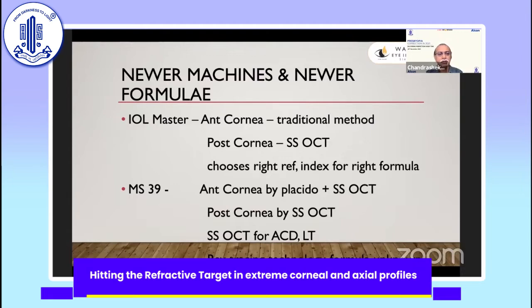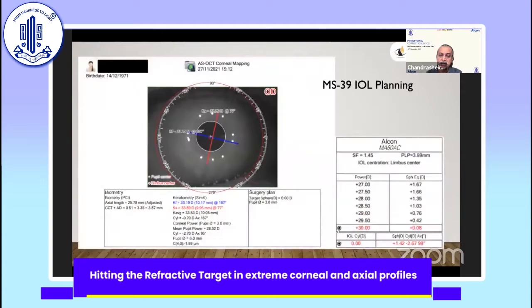And then we have the new kid on the block, MS-39. It's a combination of Placido plus SS-OCT. The anterior cornea is measured by Placido as well as SS-OCT, because we know that Placido has a blind spot in the center. And posterior SS-OCT also checks the posterior cornea, ACD, lens thickness. It is a ray tracing technology, but which formula it uses, we do not know. Again, it is a very useful tool. Since installation, I have not had a chance to use it on any patients, but this is how the printout looks like.